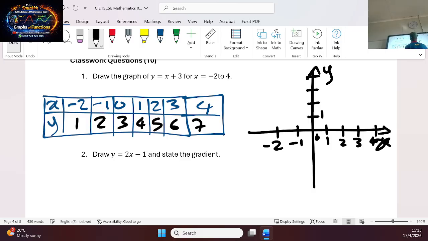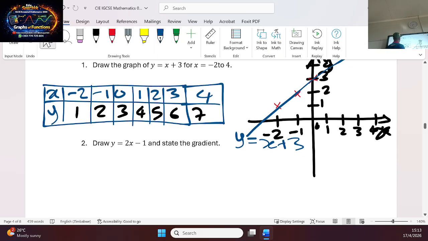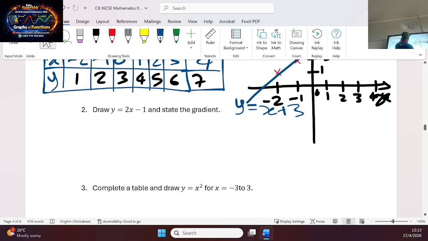I think it will proceed in that fashion. Then what do we do with these points? We're going to plot them. Minus 2 and 1 is this point there. Then minus 1 and 2 is that point there. 0 and 3, it goes on like that. So when I take my blue pen, I see that this falls on a straight line. So I can label it y equal to x plus 3. That's drawing.